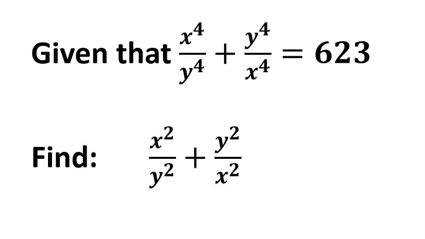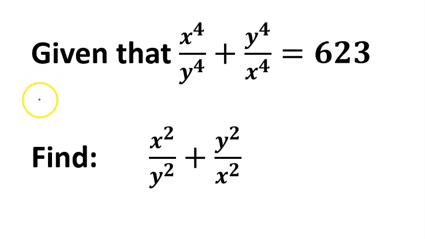Welcome to Otisam Mathematics. In this video, we have been given x to the power 4 over y to the power 4 plus y to the power 4 over x to the power 4 to be 623, and we are to find x squared over y squared plus y squared over x squared. This is a question in algebra which needs strong algebraic manipulation.